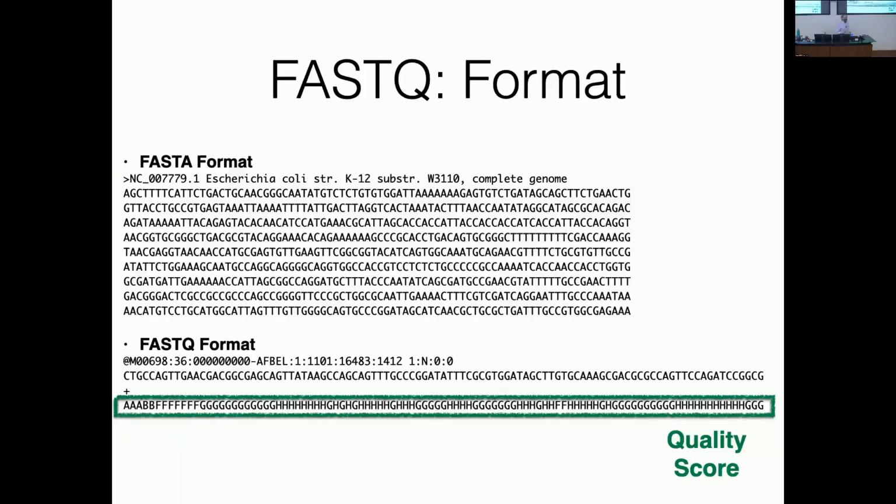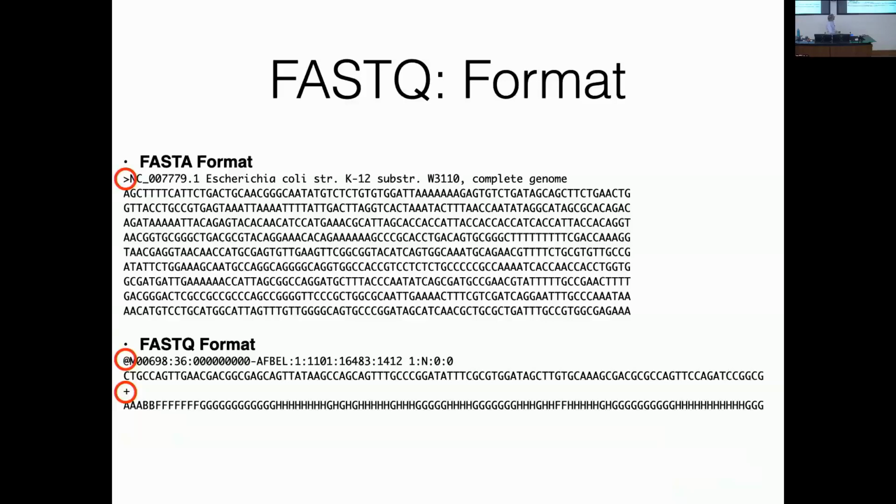Okay, we're going to use that quality information to some extent later on. I'll just point out the major differences: for a FASTA file, the header starts off with a greater than sign. For a FASTQ file, the header starts off with an at sign. And then, like I said, the third part in the quartet of a FASTQ file is this plus sign.